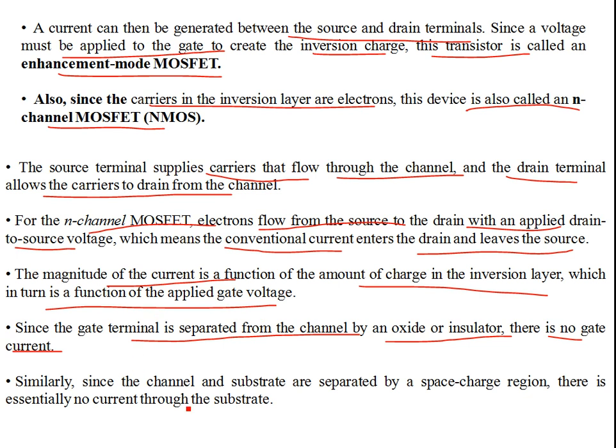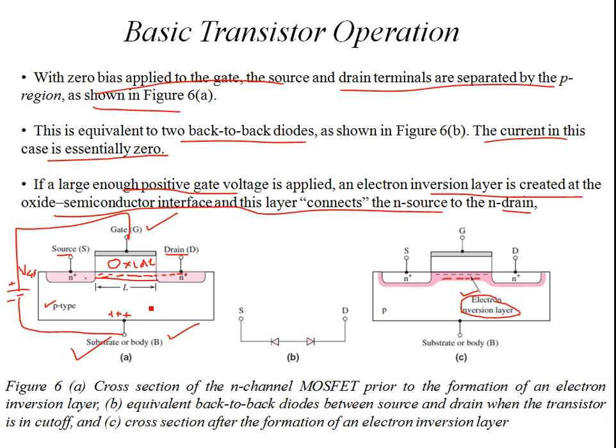Similarly, since the channel and the substrate are separated by a space charge region, there is essentially no current through the substrate. The channel and the substrate don't have any flow of charge carriers due to the space charge region. So neither is there any current flowing in the substrate, nor any current flowing from the gate to the substrate body. The only current that flows is from source to drain, or drain to source if you consider the conventional direction of the current, and that current flows through the inversion layer, or the channel. So over here, this is your channel or inversion layer.